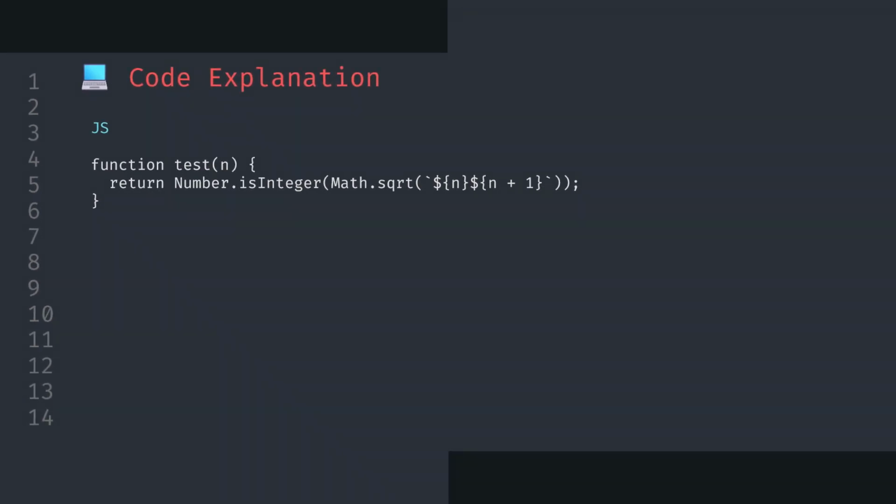Here's the main function. We take the number n and concatenate it with n plus 1 as strings. This forms a large string representing the concatenation. We then take the square root of this concatenated string, which is converted back to a number. If the square root is an integer, then the concatenated number is a perfect square, meaning n is Sastry. We return true or false accordingly. Neat and minimal code.